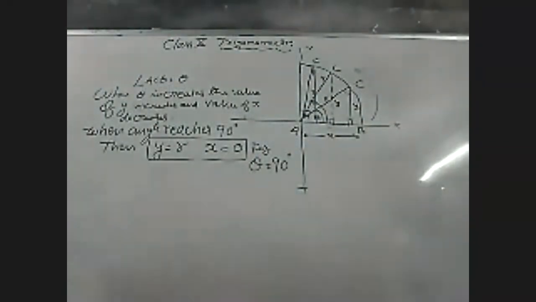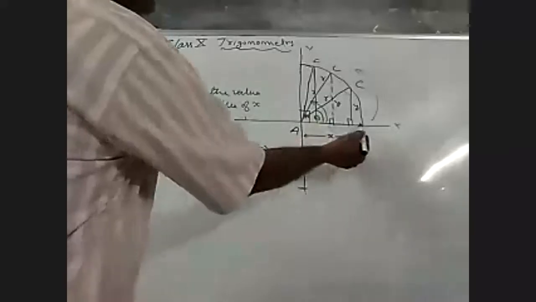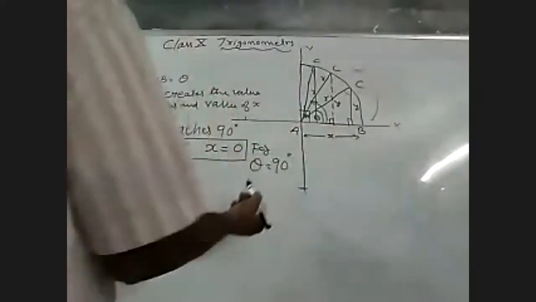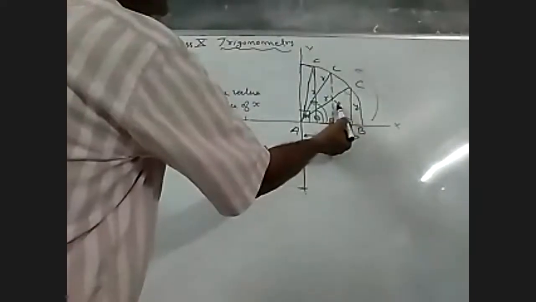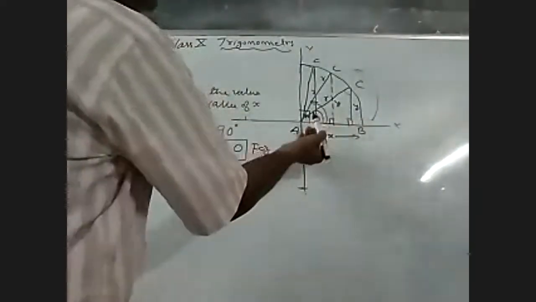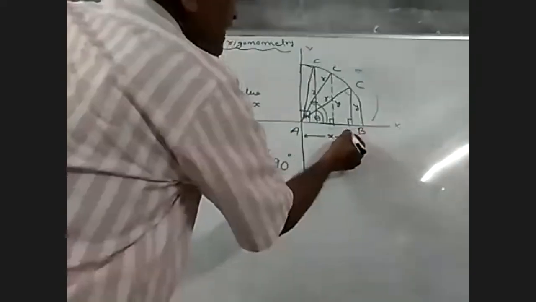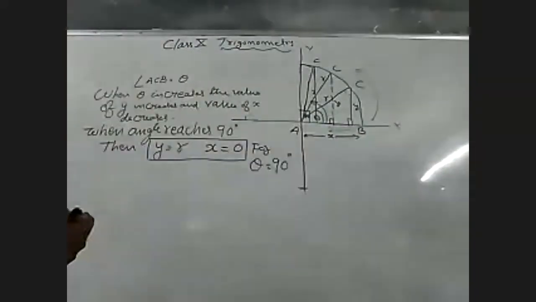So you observe, when the angle is raised, what happens to the opposite of theta? It is angle BAC, which is an acute angle. If the angle increases, the length of y increases. Y goes on increasing as the angle increases, and similarly the length of x, AB, is the horizontal distance.